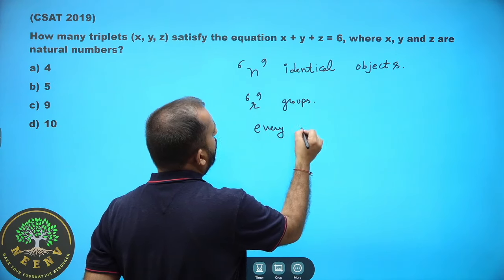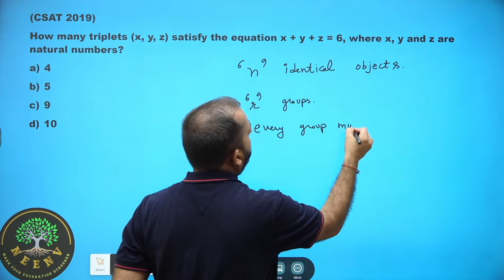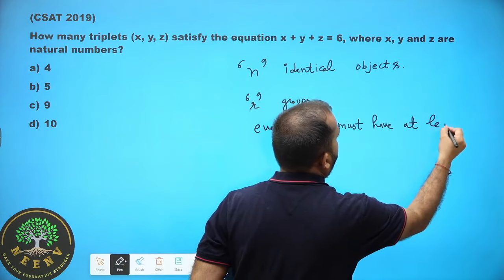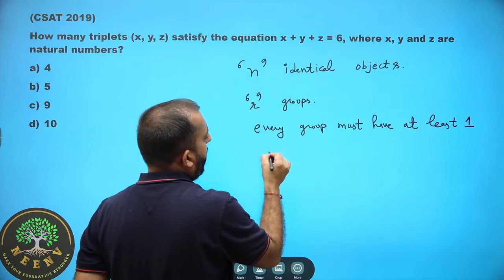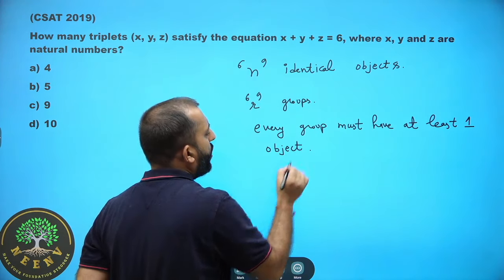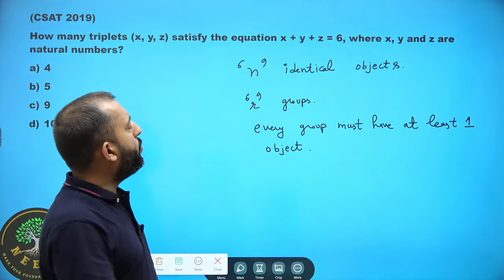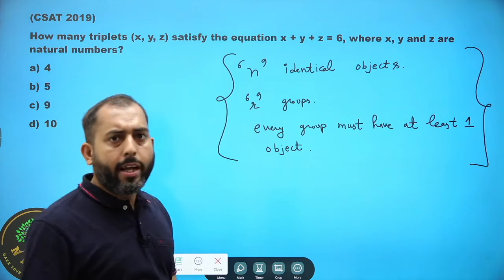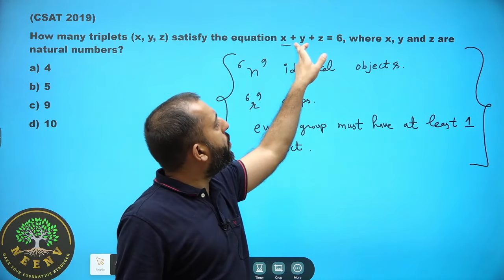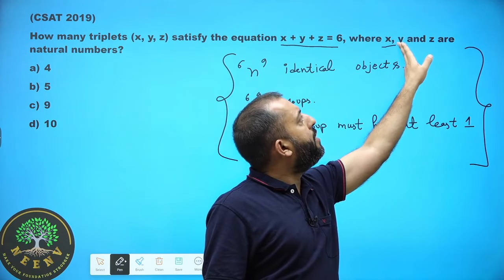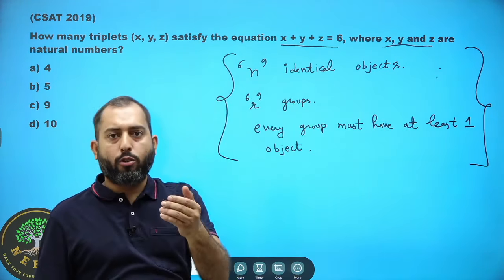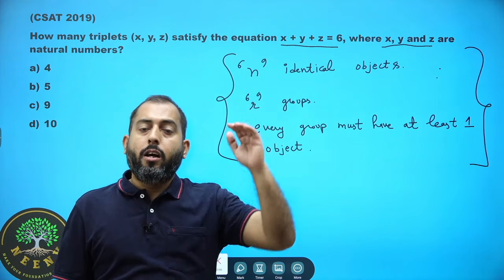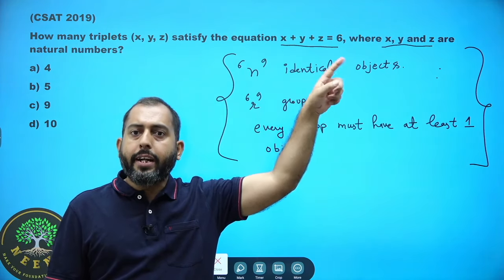every group must have at least one object. So this is a shortcut from permutation and combination to deal with this kind of equation when all the variables contained in the equation are natural numbers. Every group must have at least one object, meaning the minimum value that every variable can take is 1.